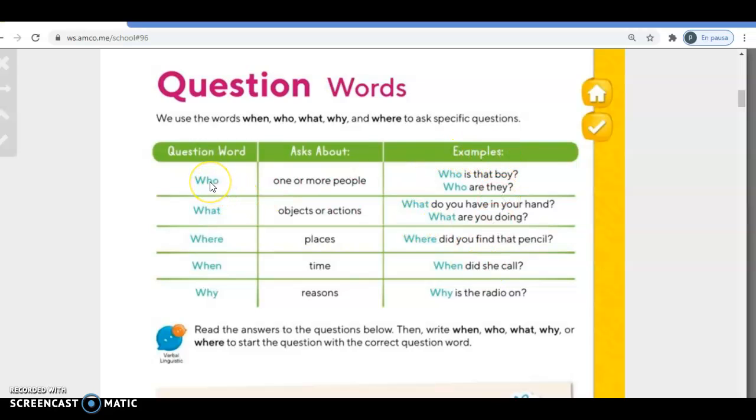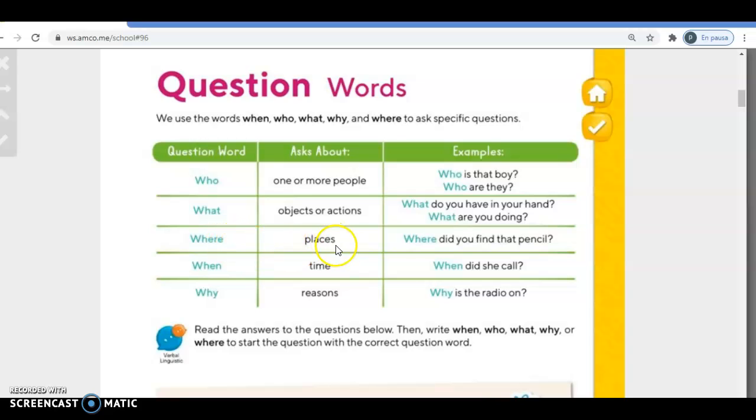We are going to start with who. Who? Ask about one or more people. For example, who is that boy? Who are they? People. What? Objects or actions. What do you have in your hand? What are you doing? Actions.